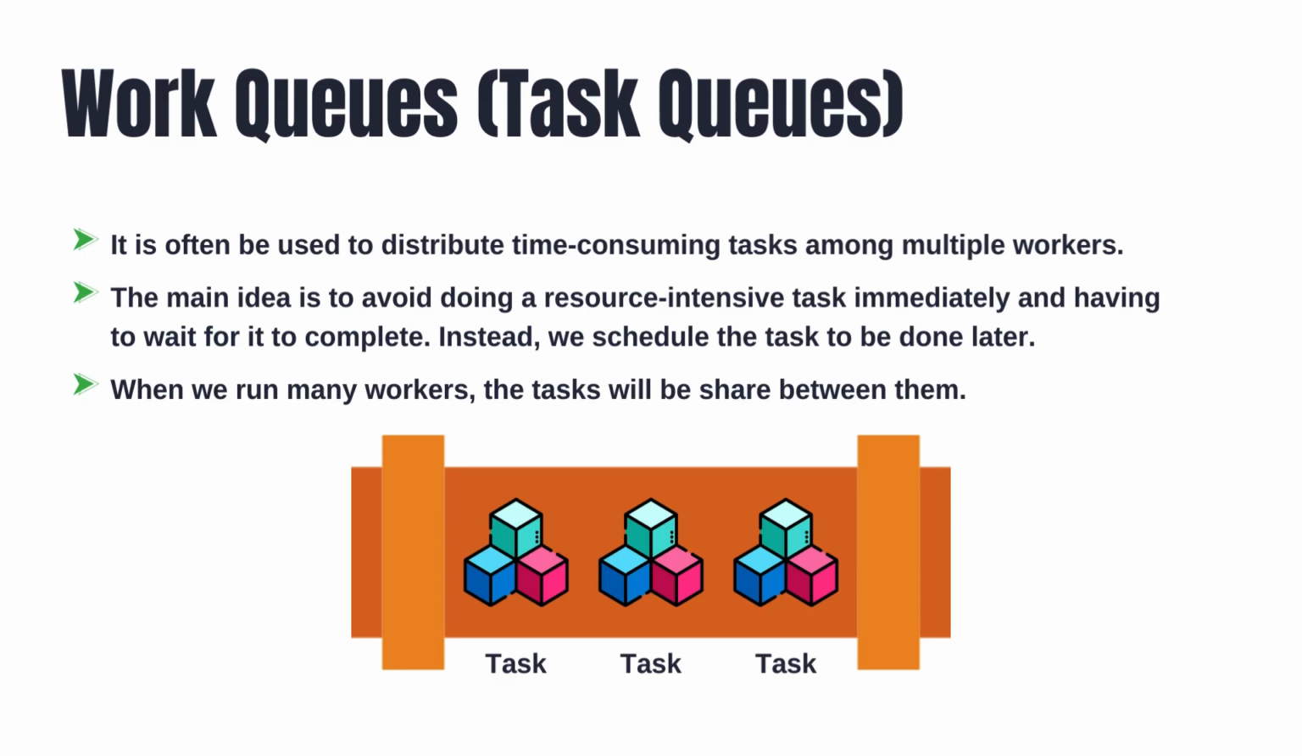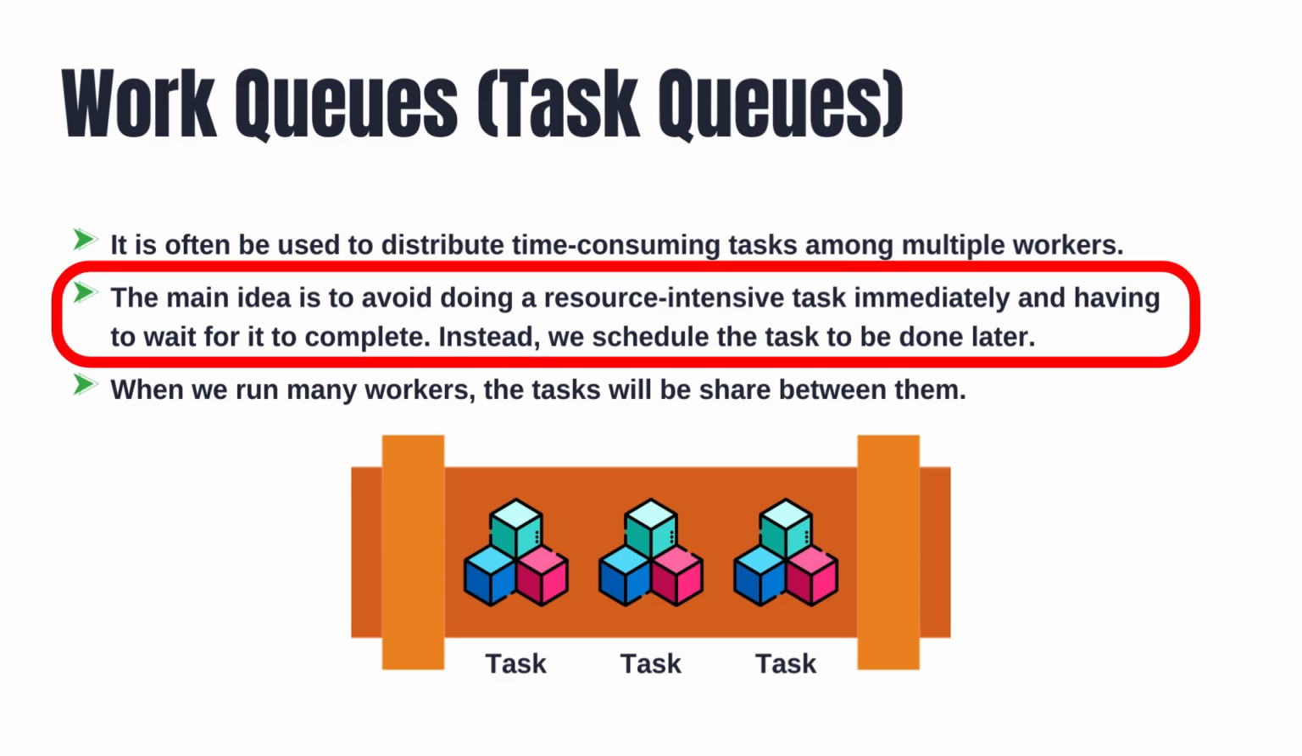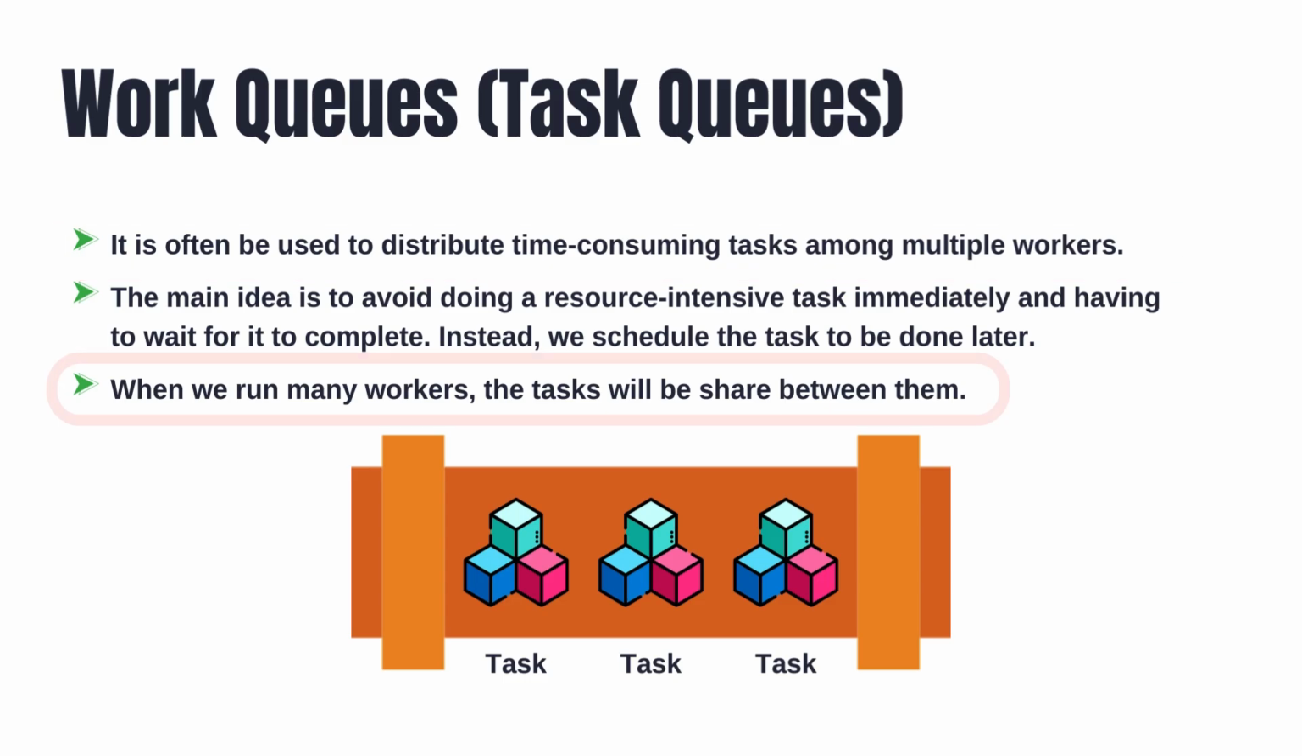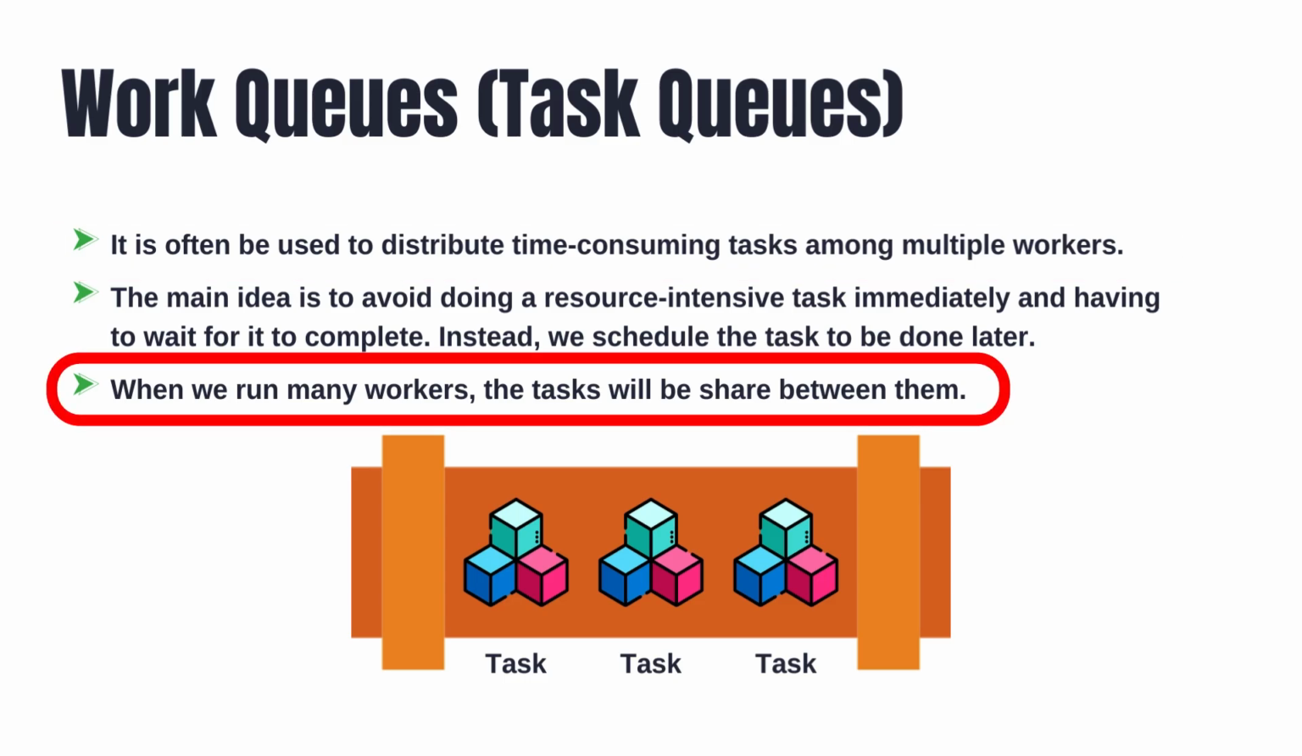Next, let's talk about task queue. The main idea behind task queue is to avoid doing a resource-intensive task immediately and wait for it to complete. Instead, we schedule it to use later. Work queues are often used to distribute tasks among multiple workers. When we run many workers, the task will be shared between them.